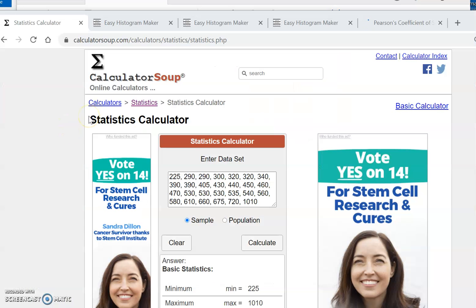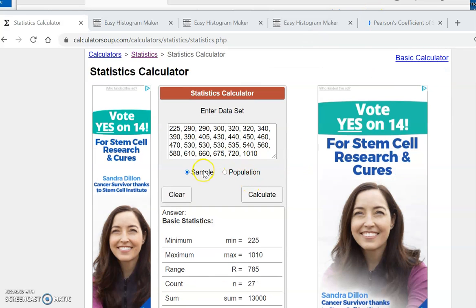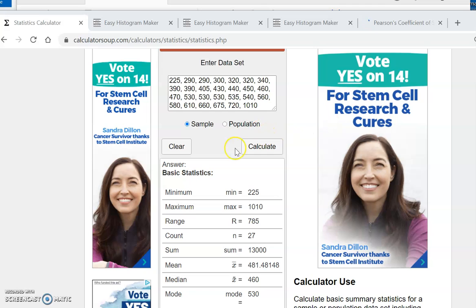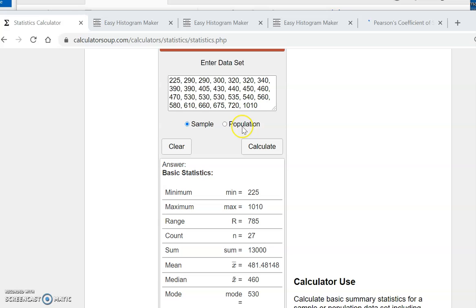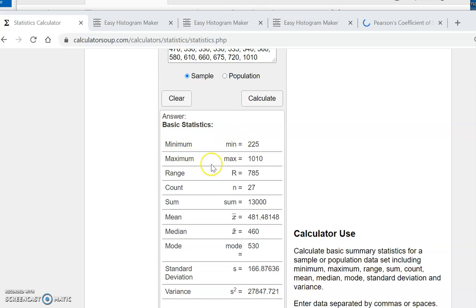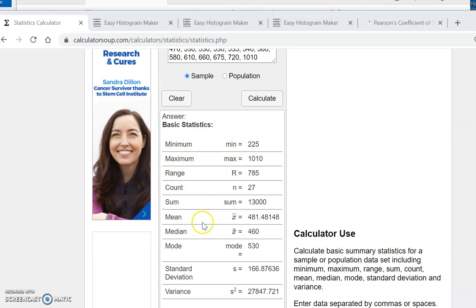So I went to this other program called Calculator Soup. It's a great website, I should say. Just Google "Calculator Soup statistics calculator," and here it is. I entered the data set here. I called it a sample. Whether it's a sample or a population almost doesn't make any difference. It's close enough for government work, either one. So here we go, sample. Here's the mean, here's the median.